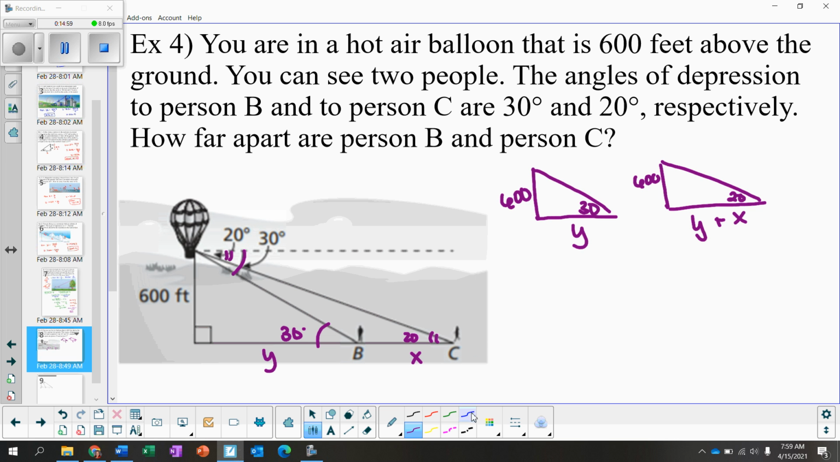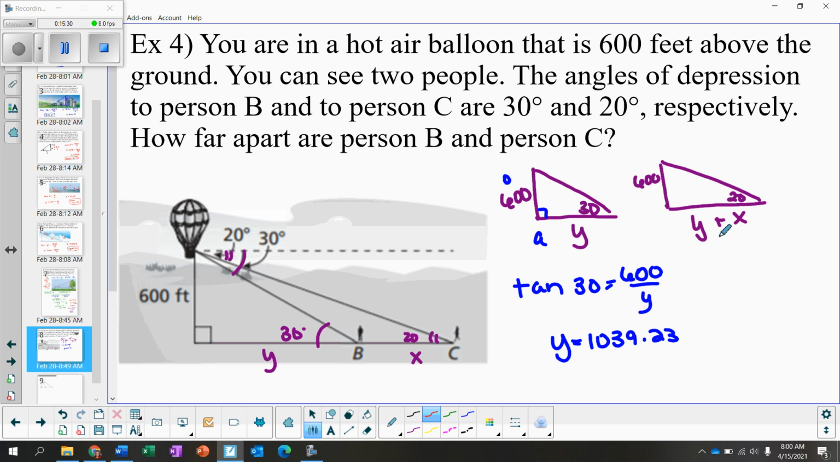So I could set up O over A, tangent 30 equals 600 over y. And this is solvable right now. So tangent of 30, we get point something. I think I actually just did 600 divided by tangent of 30, all in my calculator at once. And I got y is 1039.23.